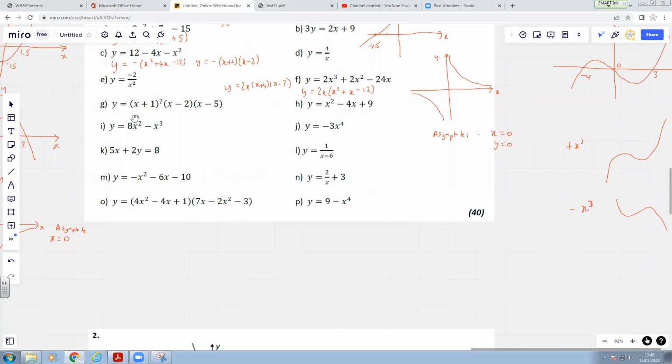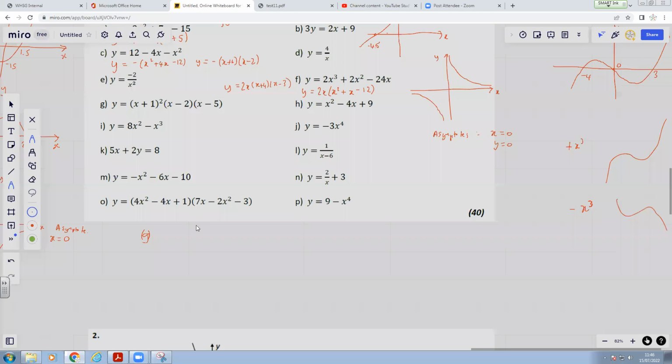Okay, we've got a quartic here. Can you see it's x squared times x times x? So that's a quartic, but it's already factorized, which is nice.